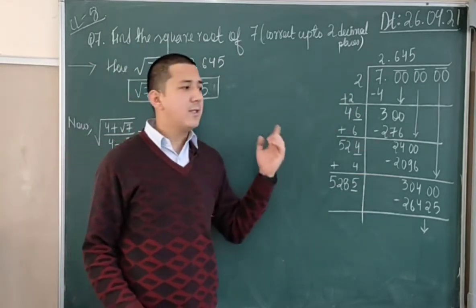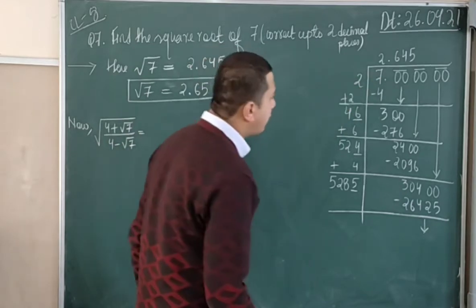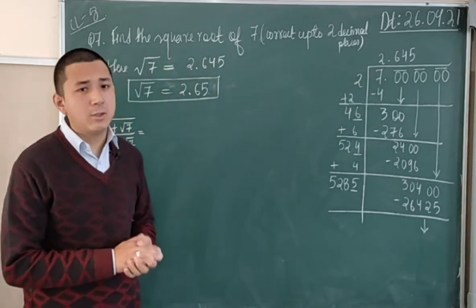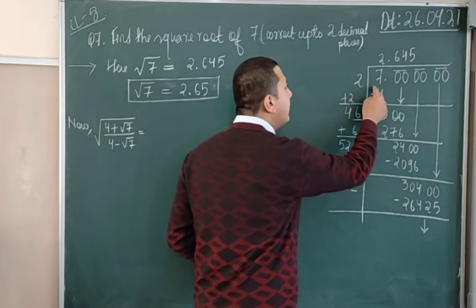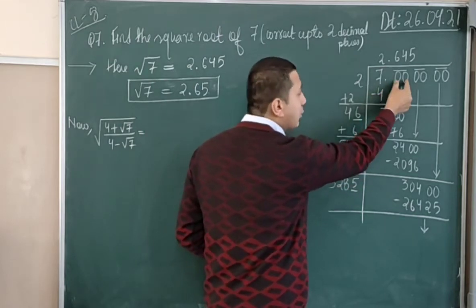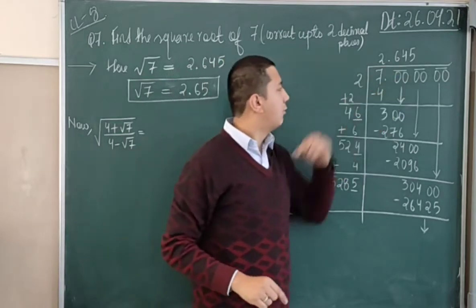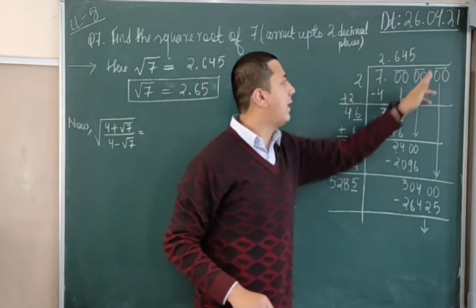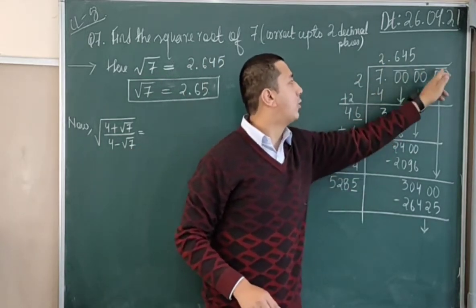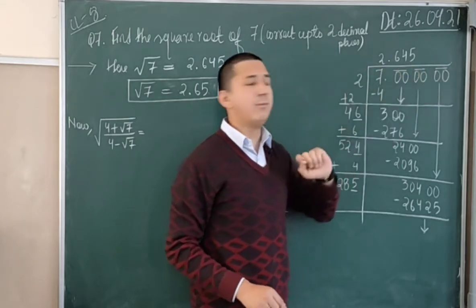Now we are asked to find the square root of 7. So what will I do? 7 is a single digit number. So write 7, then put a decimal point, then put the zeros in pairs: 0 0 0 0 0 0. Mark it from the right corner: 1 pair, 2 pair, 3 pair.